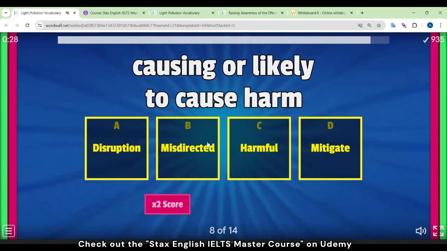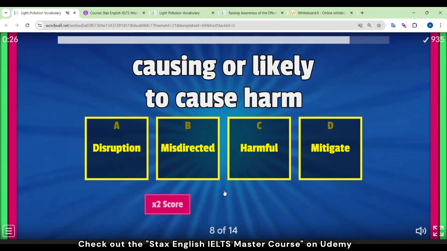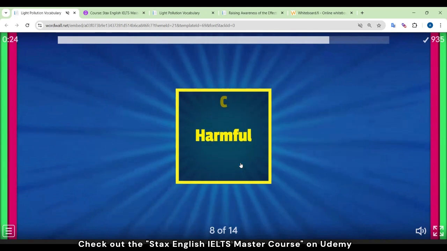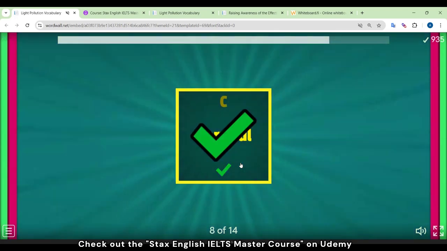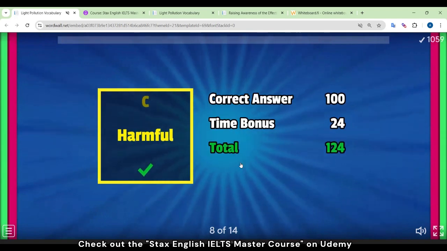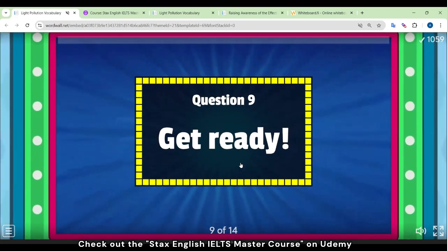Causing or likely to cause harm or danger or damage. Harmful. Harmful. Very good. Great job. Okay. Doing well so far. Well done. Next, we have question 9.